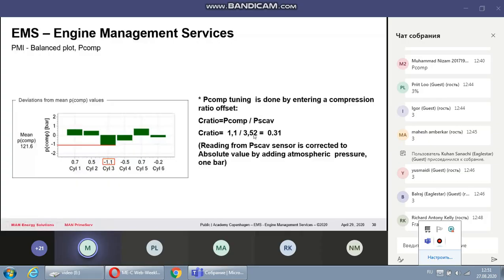In order to convert the gauge pressure, what you see on the gauge, into atmospheric pressure, you need to add 1 at least. Some places 1.013 or whatever. That last part you can take out, just add 1. That should be enough. So that is what you need to do. Followed? So compression ratio difference is 1.1 divided by 2.52 plus 1 is equal to 0.31. Now with this 0.31, you come here, bring it here and adjust.